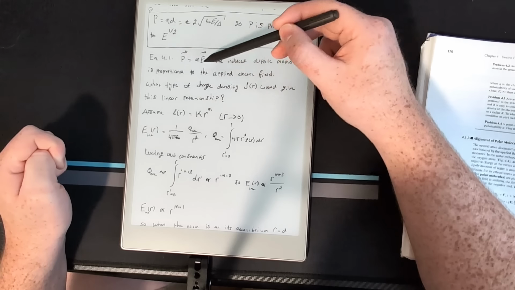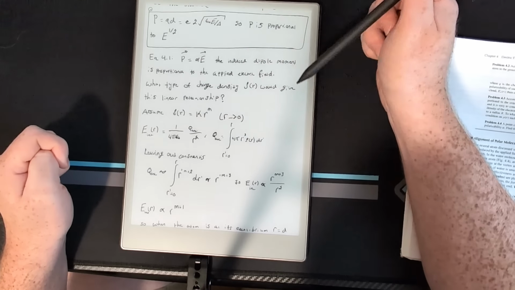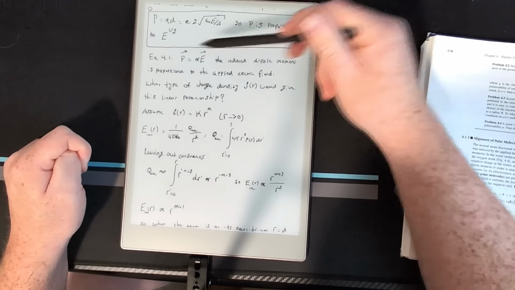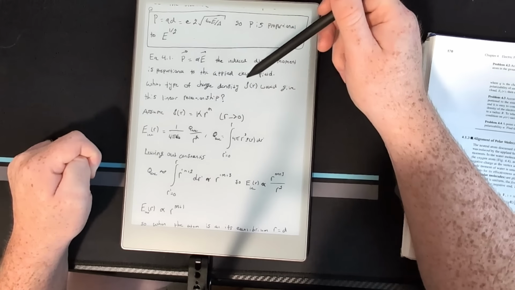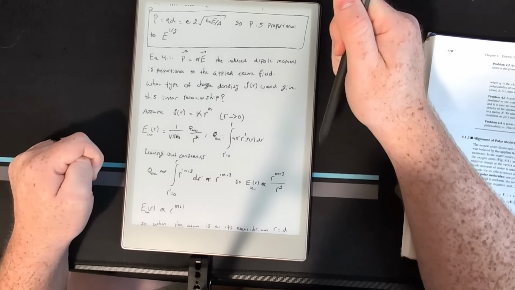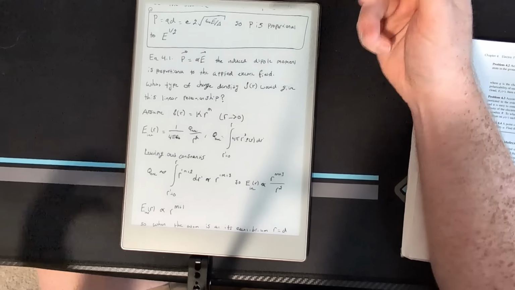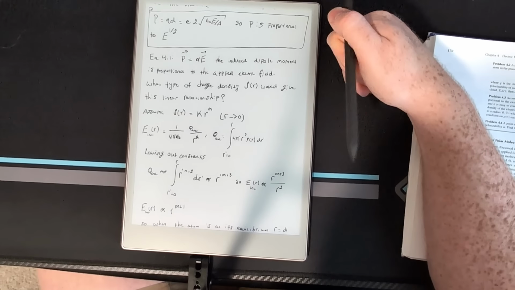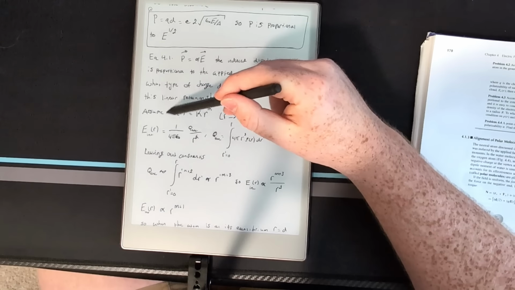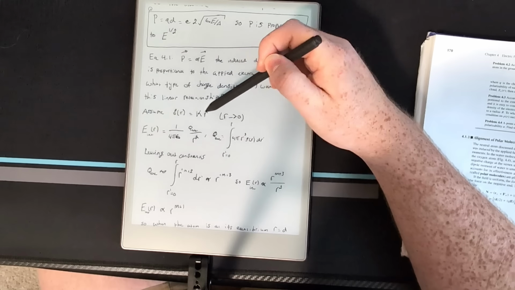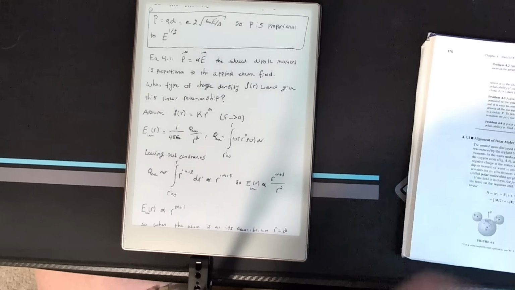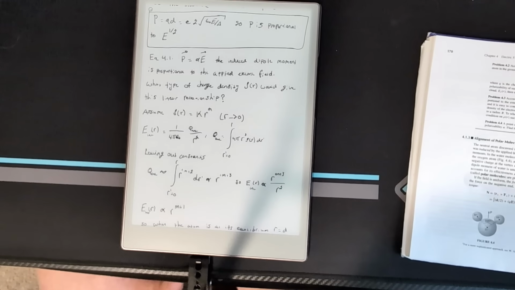So equation 4.1, right? We know that P is equal to alpha E. So the induced dipole moment is proportional to the applied electric field. What type of charge density would give this linear relationship? So let's just assume that our charge density is some constant K times r to the m, where m is just some exponent that we don't know.